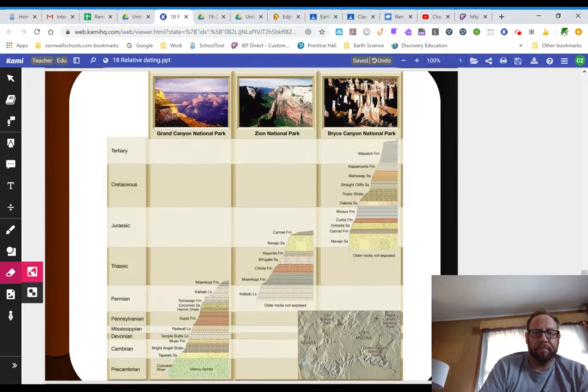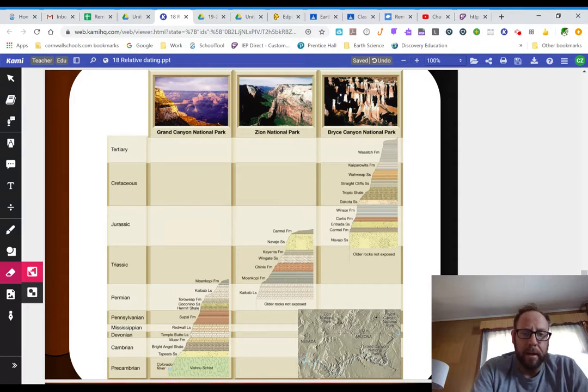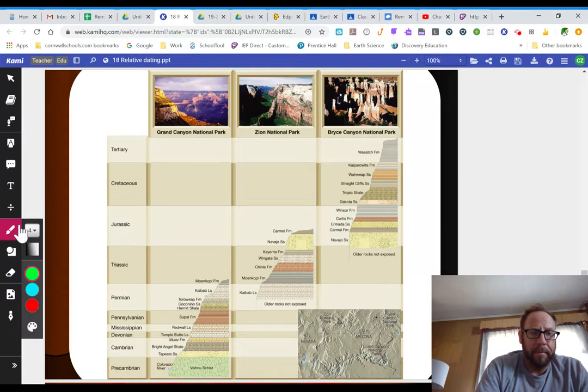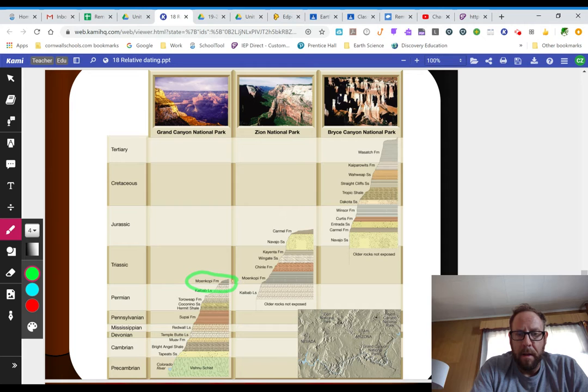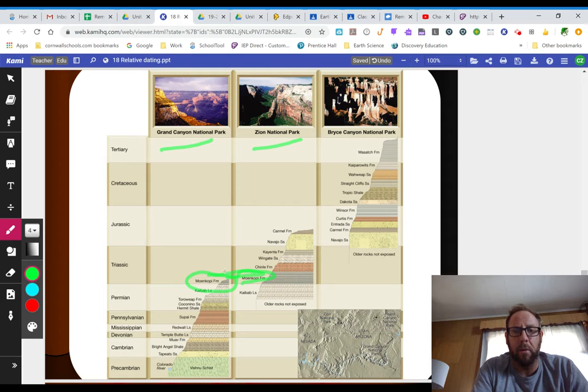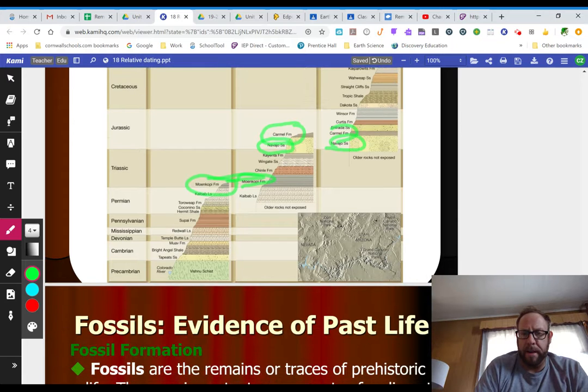Okay. We use this correlation, all right, to look at time. So we can see right here, the Monocopi Formation is the same in the Grand Canyon and the Zion National Park. So we can see a continuation or a correlation. Over time, we can see things like the Navajo Sandstone and the Carmel Formation. They exist at Bryce National Park. These parks are about 300 miles apart. So what we look for down here in this map is this continuation.